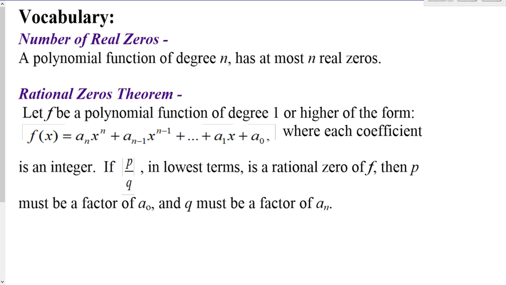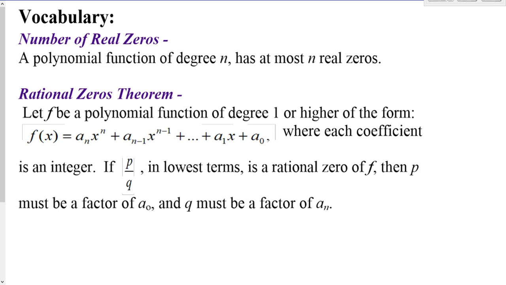All right, so some vocabulary here. The number of real zeros: a polynomial function of degree n has at most n real zeros. Okay, the rational zeros theorem: let f be a polynomial function of degree 1 or higher of the form given, where each coefficient is an integer. If p divided by q in lowest terms is a rational zero of f, then p must be a factor of a_0 and q must be a factor of a_n.